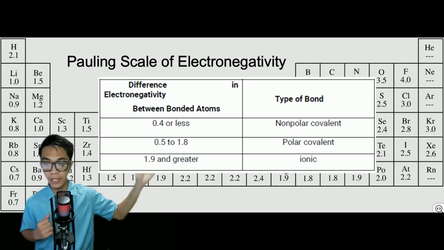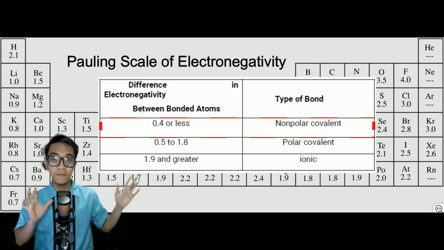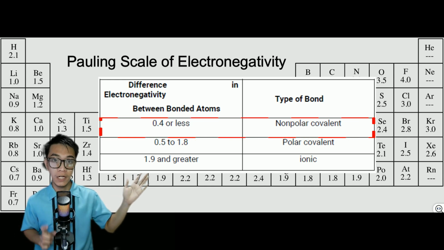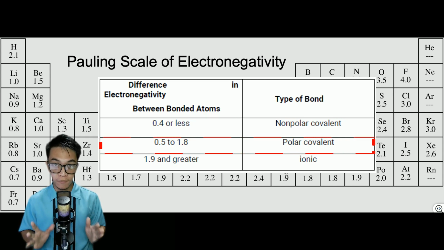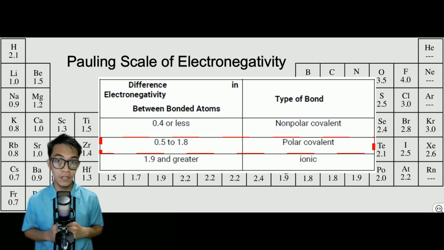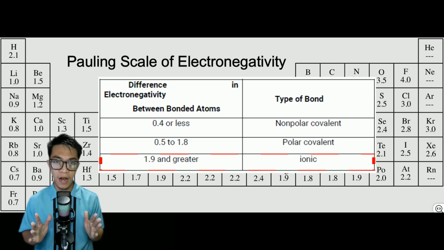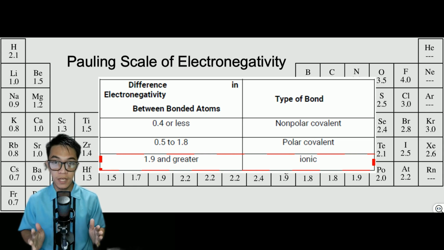So as you can see here on our table, if the difference in electronegativity between the two elements in reaction is 0.4 or less, then it will be a nonpolar covalent compound. If the difference is from 0.5 to 1.8, then that will give us a polar covalent compound. Now, if the value is greater than 1.8, let's say 1.9, then that reaction will surely give us an ionic compound.